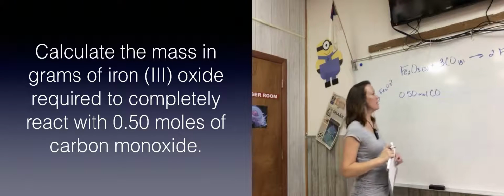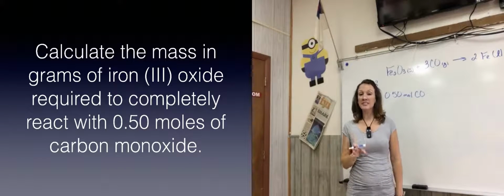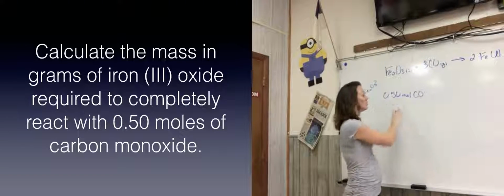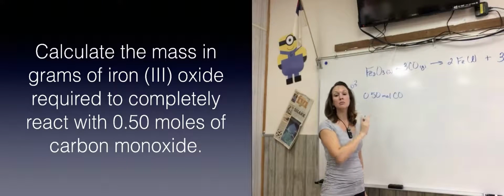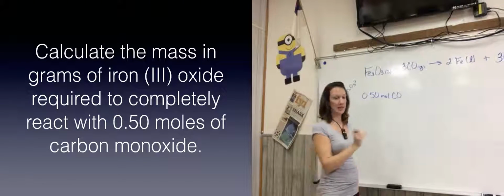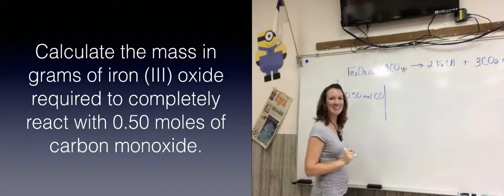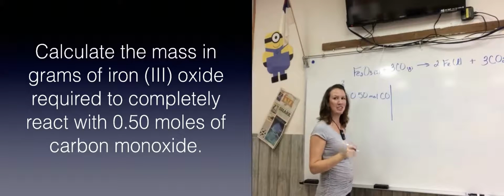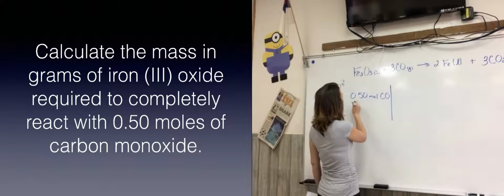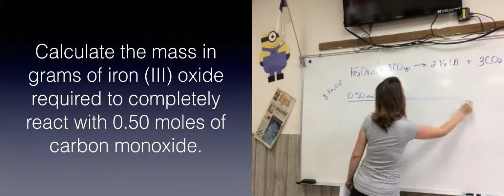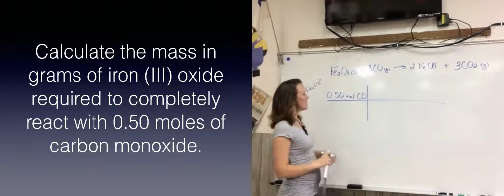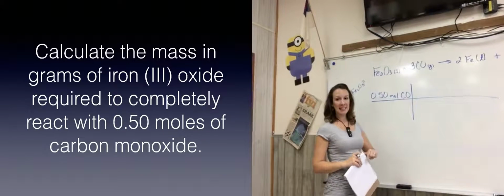Okay? So from here, the very first thing that we have to do is convert from moles of carbon monoxide to moles of iron 3 oxide. And in order to do that, what are we going to use? I hope you guys said it. It's going to be your coefficients or your mole ratios from your balanced equation. So let's look at this. We need moles of carbon monoxide to cancel out.